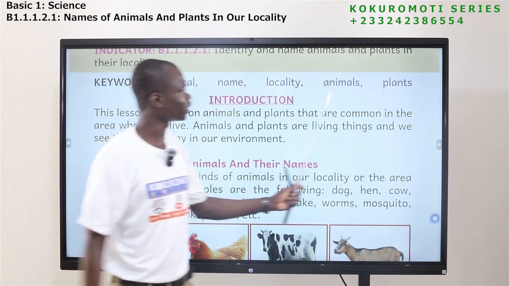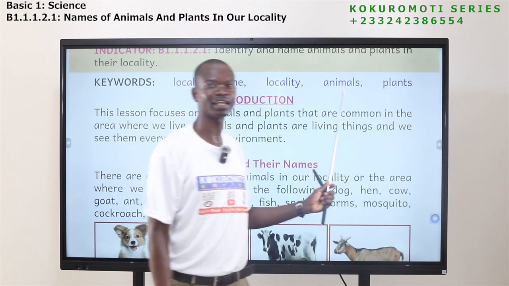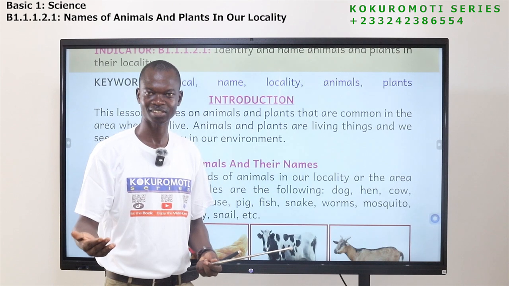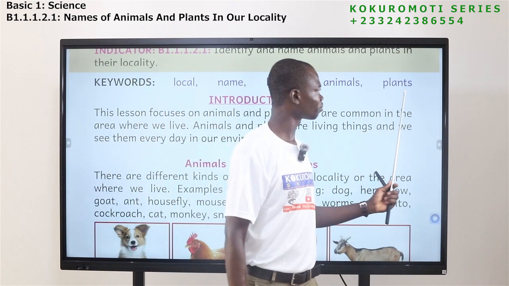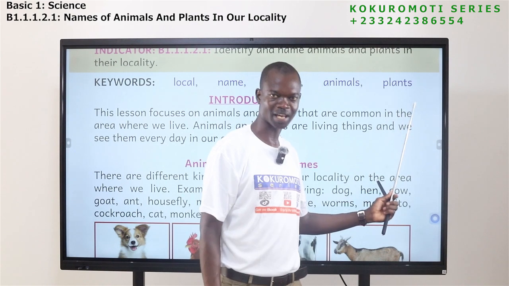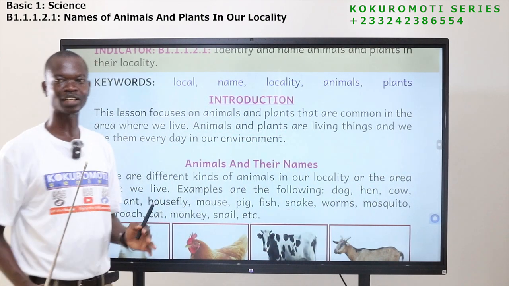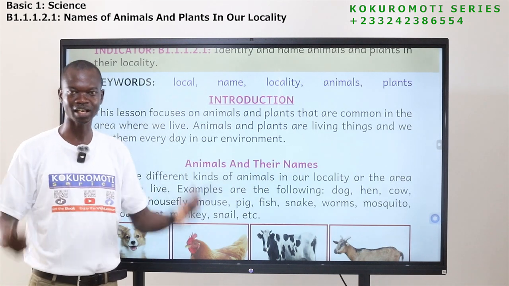The next one is animals. All of you, animals. You know animals. Give examples of animals. Dog. Very good. Dog is an animal. The next one is plants. All of you, plants. So we see plants all over. Now today we are looking at names of animals and plants in our locality.